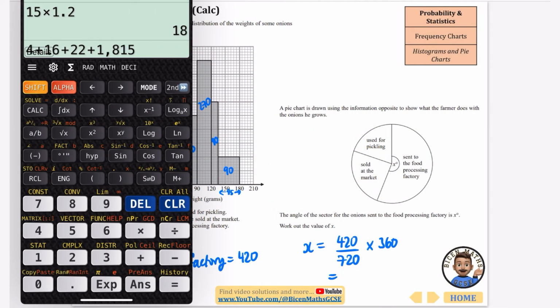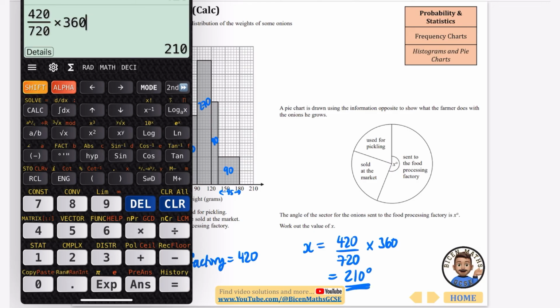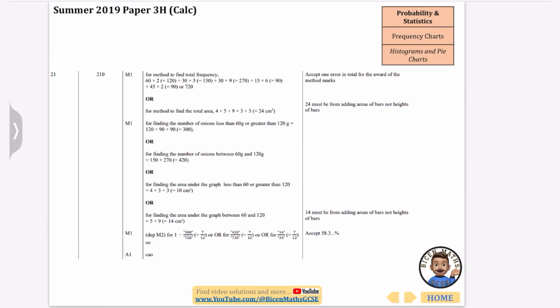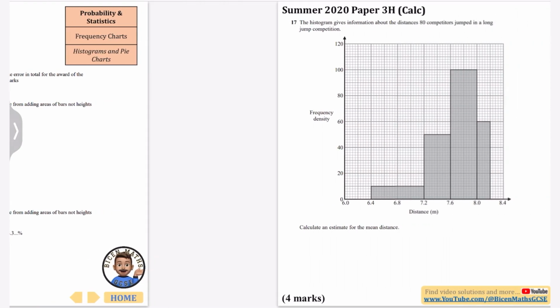So let's just do this all on my calculator. I'm going to do 420 out of 720 because that's the fraction of the circle that I want it to be, and I'm going to multiply 360 and I get the answer of 210 degrees. Let's see if we've got this one right. So we do have the 210, we do need to find the total frequency and then finding out all these other bits that we've got down here. So if you want to look at the mark scheme in detail, you can either download the document or you can pause the video here and have a look.